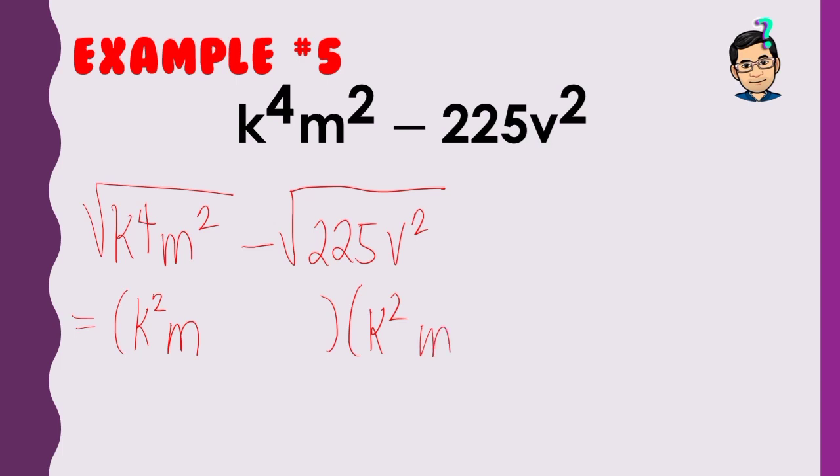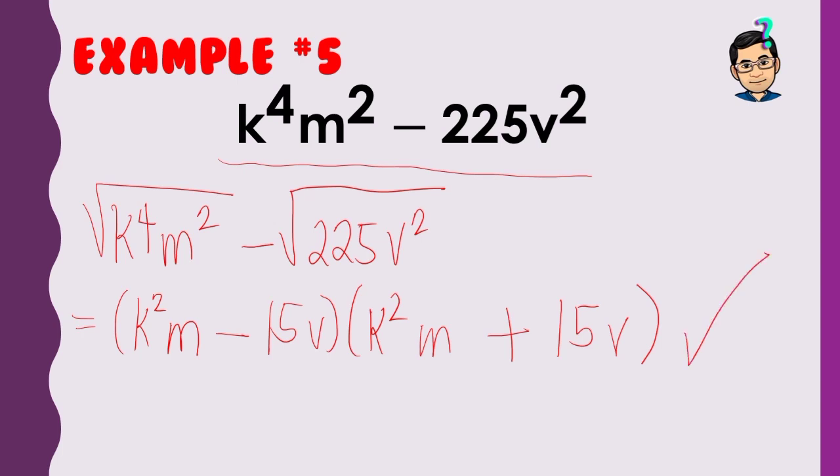Tapos, what about square root of 225? That is 15. It's because 15 times 15 is 225. And then v squared is v. Therefore, the factors of k to the fourth power m squared minus 225v squared are k squared m minus 15v times k squared m plus 15v. So this is the final answer.